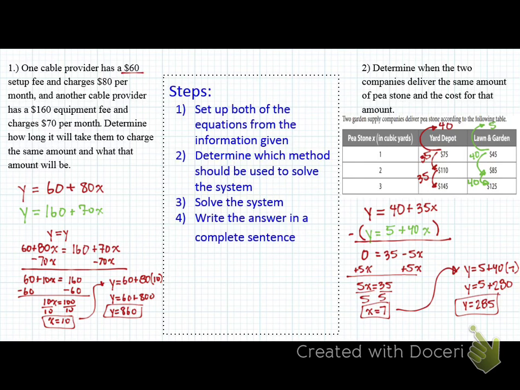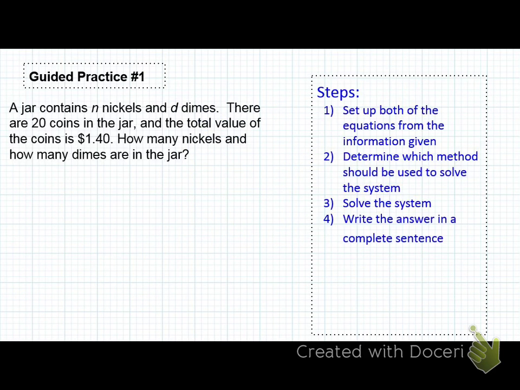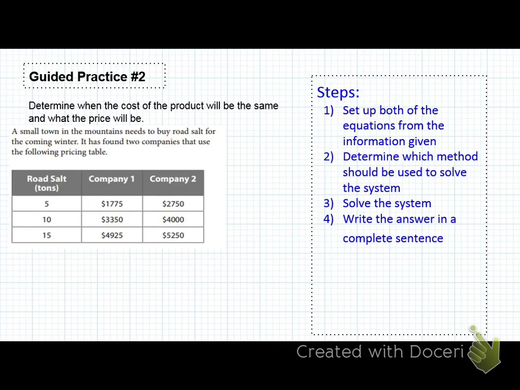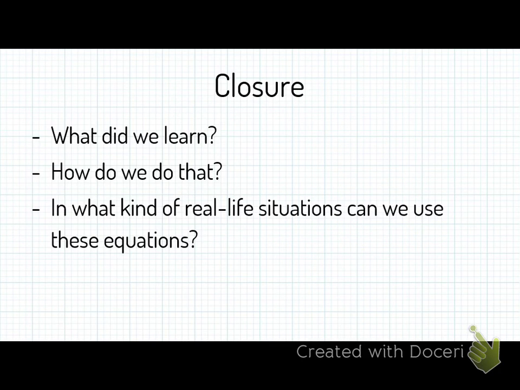Okay, good. So, we have to think about the story, right? You have to think about what you're making or what you're buying, right? It's very important to understand these things. Okay, cool. That concludes the lesson. So now we're going to go to closure. I'd like you to discuss these questions. Actually, it's 3 questions. What did we learn? How do we do that? And what kind of real-life situations can we use these equations? Ready, set, go.